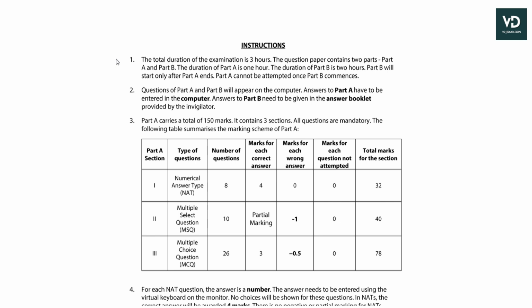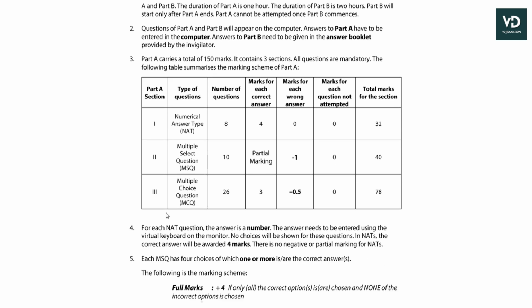Okay, then Part A carries a total of 150 marks. It contains 3 sections. All questions are mandatory, and the following table summarizes the marking scheme of Part A. We can see there will be 3 types of questions: NAT, MSQ and MCQ. For NAT there will be 8 questions, 4 marks for each question, and there will be no negative marking. So maximum marks can be gained from the NAT only.